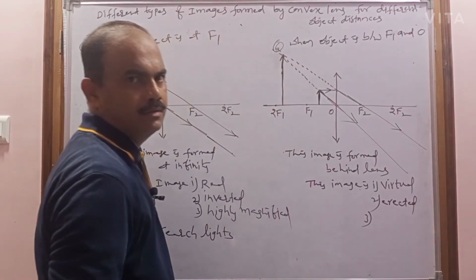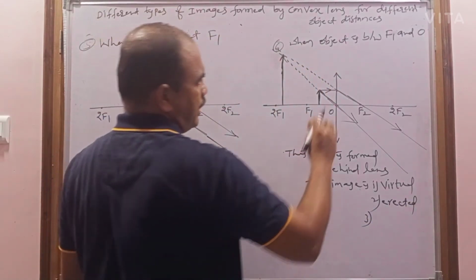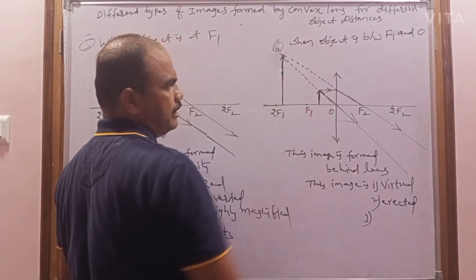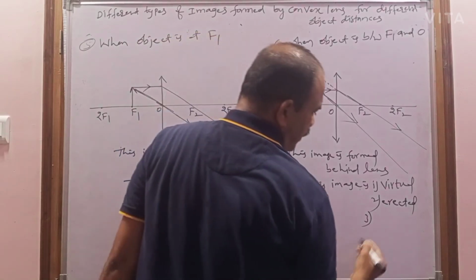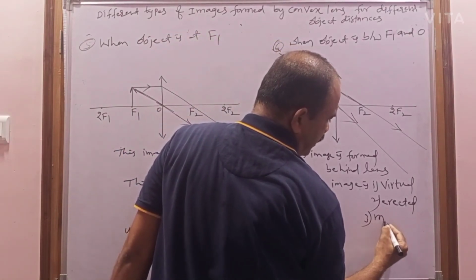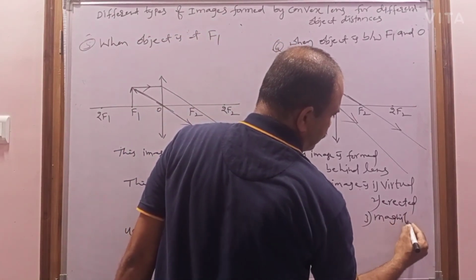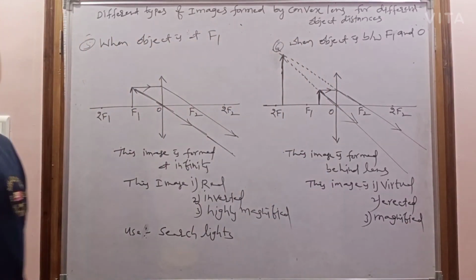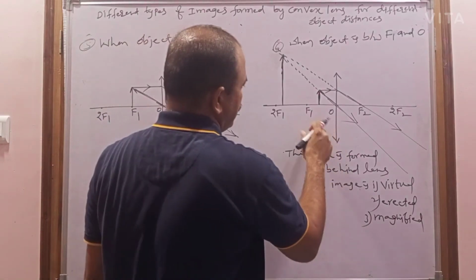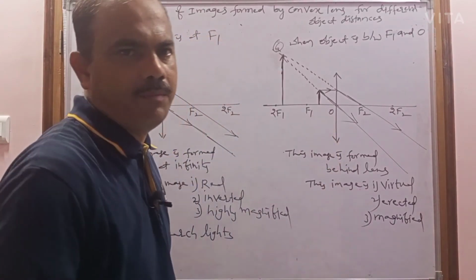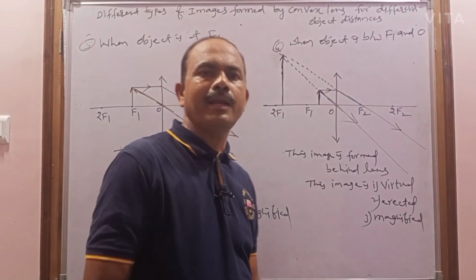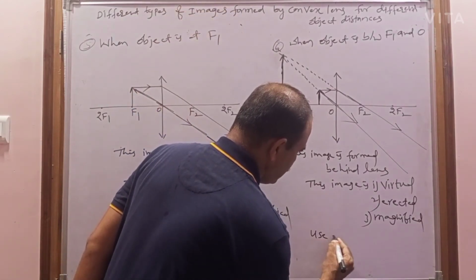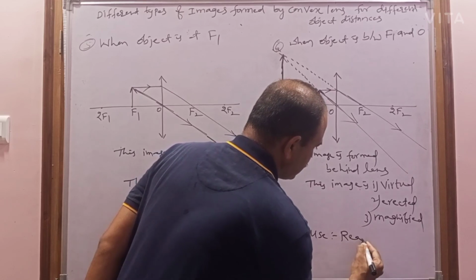And the third one, compared to the size: this is the size of the object, this is the size of the image. The size of the image is greater than the size of the object, so it is called a magnified image. Now coming to the use. This formation of image we can see in the reading lens. So the use is the reading lens.